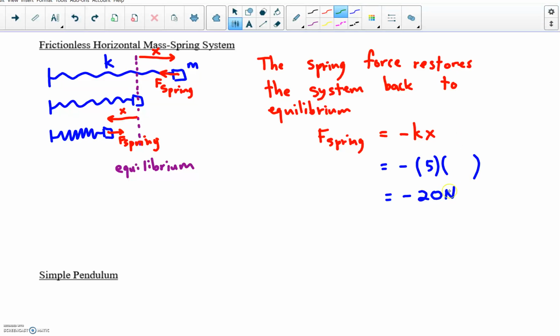And we could instead say, well, what if the block is displaced to the left? Well, if you have a leftward displacement, then you have negative and negative, that makes positive 15. So a leftward, a negative displacement, would create a positive force. So the negative sign here just means F spring and x are always in opposite directions.